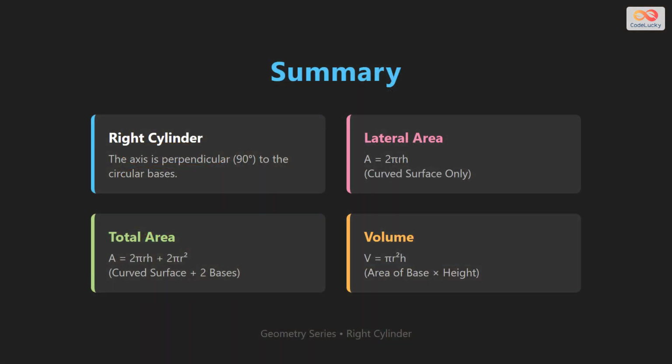In summary, a right cylinder has an axis perpendicular to its bases. Remember the formulas. Lateral area is 2 pi rh, total area adds the two bases, and volume is pi r squared h.